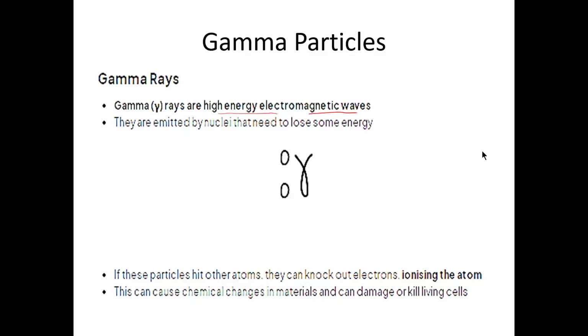They are basically high energy electromagnetic waves, and they are emitted by the nuclei that need to lose some energy. This is the symbol of the gamma particles. So we need to write down a few more properties of the gamma particles. You must be writing it down.